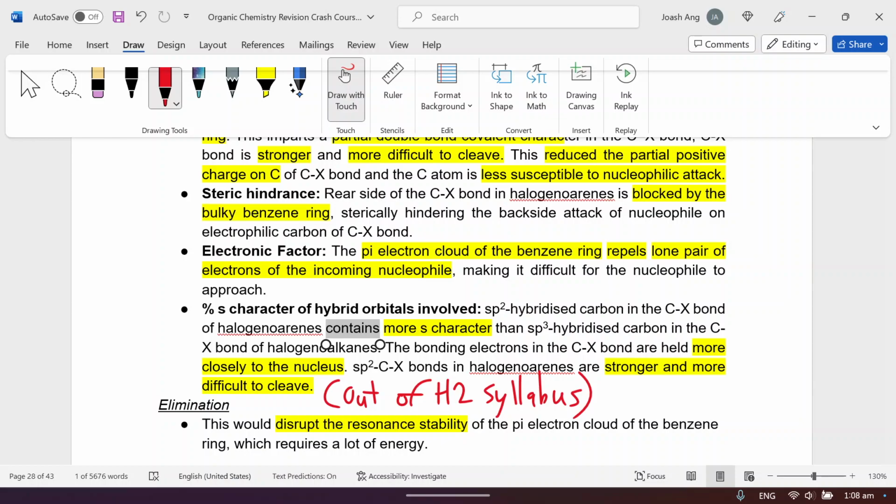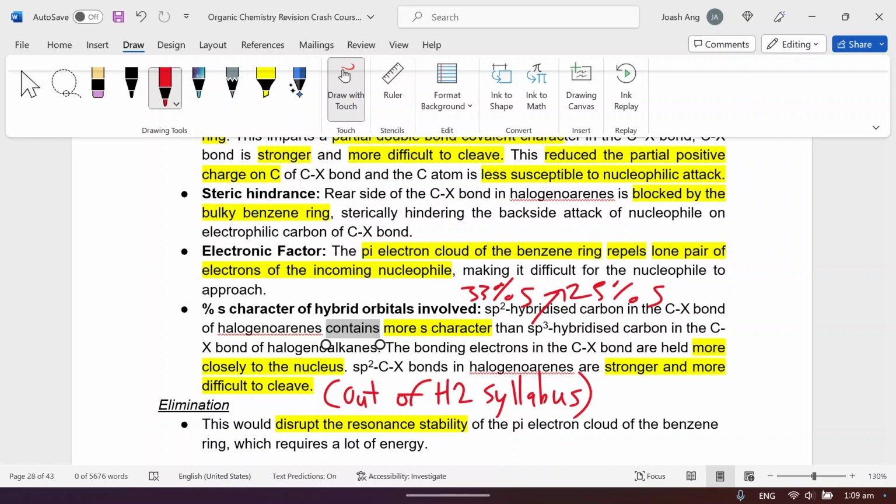So sp2 hybrid carbon contains more s character because in sp2 hybrid carbon there's one s orbital and two p orbitals involved, while sp3 is one s and three p orbitals. So you can see this one is 33% s, this one is 25% s. Okay, so because of a stronger s character, usually the energy level of s orbitals is lower than the energy level of p orbitals. So that is why we say that the bonding electrons of the C-X bond are more closely held to the nucleus. Okay, and sp2 C-X bonds are stronger and more difficult to cleave.